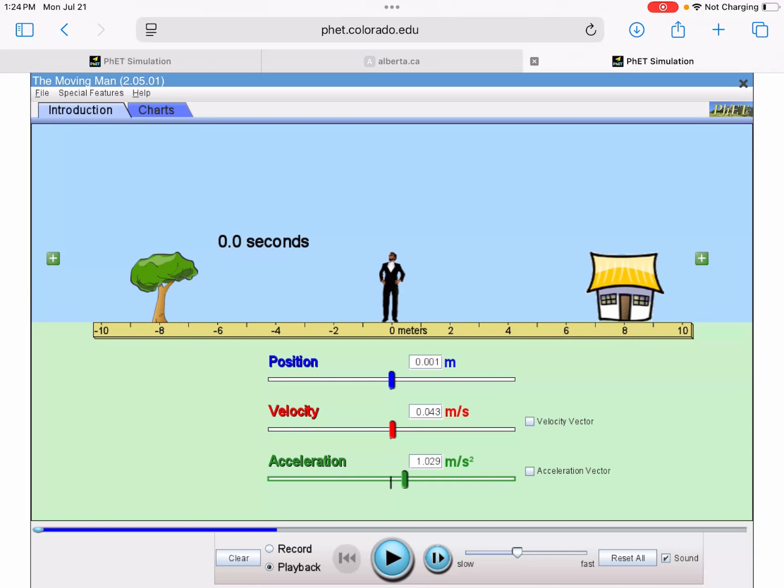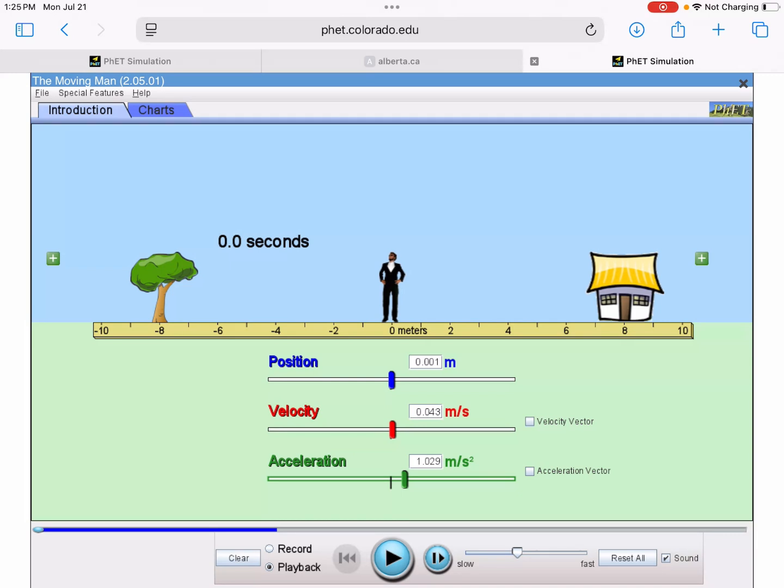Now the acceleration, again, the simulation wouldn't let me get exactly 1 meter per second squared. So it's a little bit faster than 1 meter per second squared. But for the sake of simplicity, we'll just say he's accelerating at +1 meter per second squared. You can see there it's actually 1.029. Okay, now what does that mean? It means that each second his velocity should be changing by +1 meter per second, right?